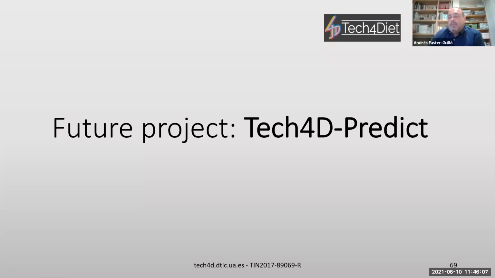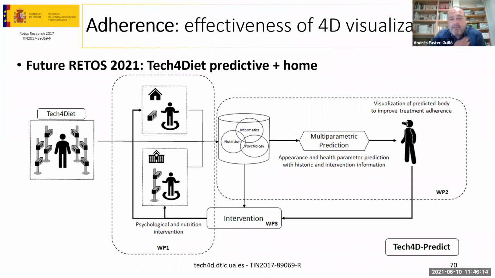Okay, only a short reflection about the future of the project. Now we are applying for a new project that we call Tech4Diet Predictive plus Home. And we are trying to face 3 main objectives in this new project. First, the development of a flexible method for the acquisition of 3D models of the human body. We want to be able to get the models from the home with a more flexible technology.